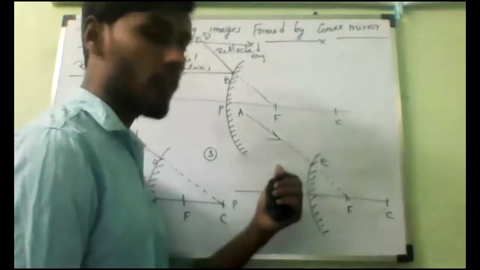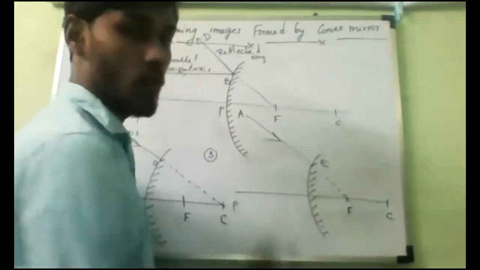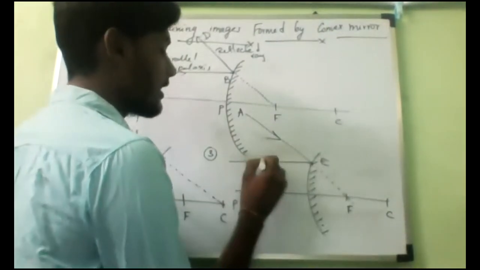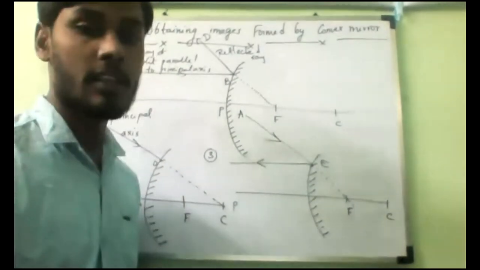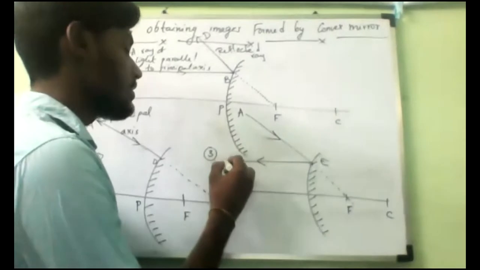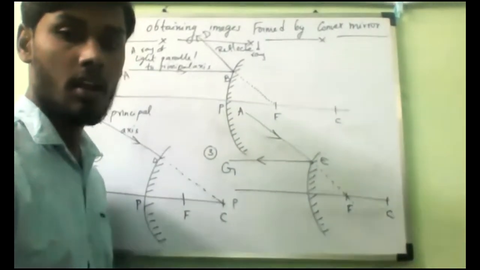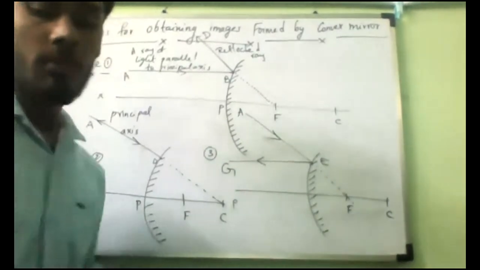Let me imagine that AE is the incident ray. Understand? So a ray of light going towards the focus of a convex mirror becomes parallel to the principal axis after reflection. So let me take that reflected light ray. Are you understanding? Yes or no? Yes, sir.